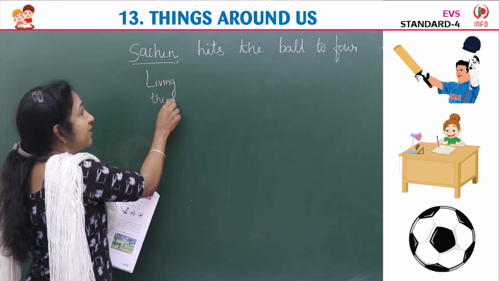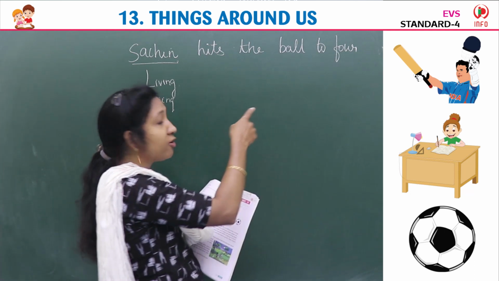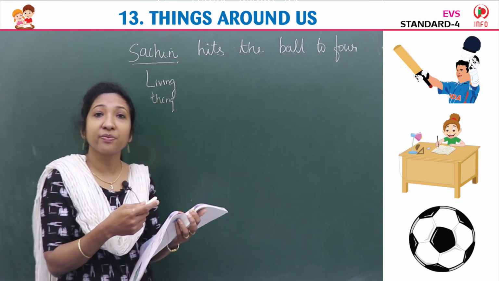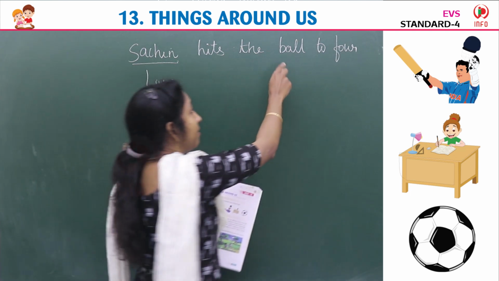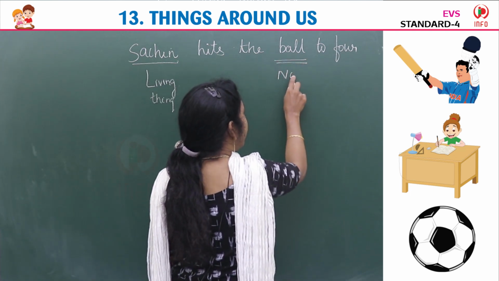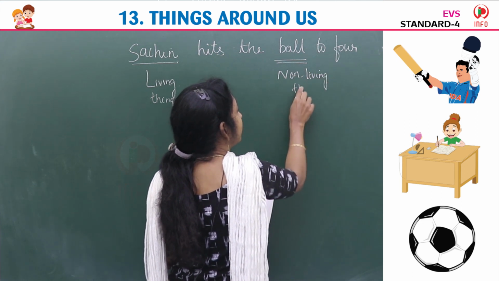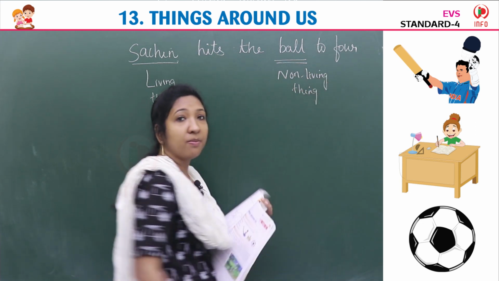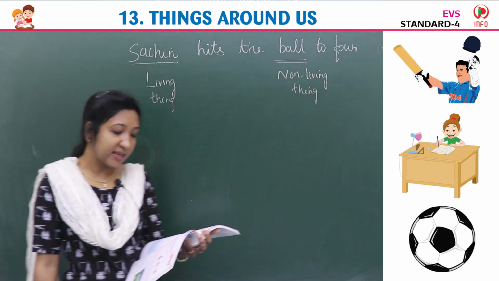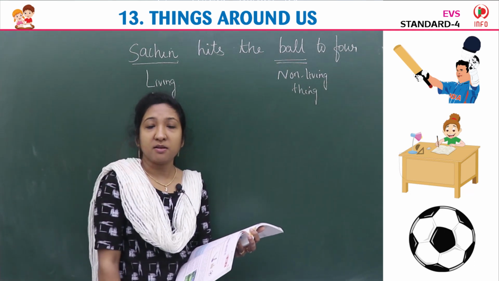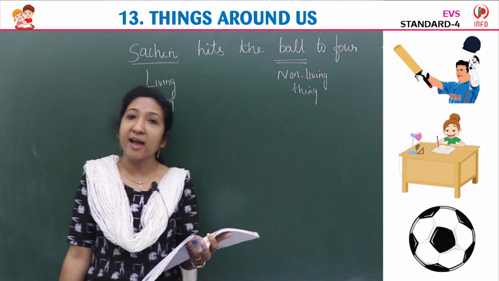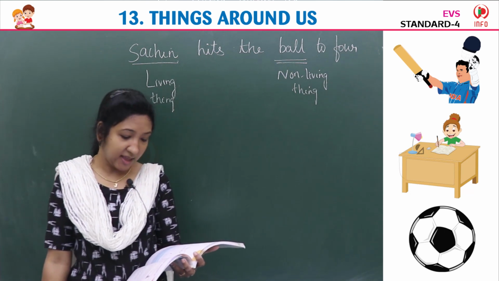Then what about "he hits the ball to 4"? Can you find any non-living thing here? Yes, ball. This is a non-living thing, isn't it? So you have to underline. Next sentence. Raju is kicking the ball. Again, ball. It's a non-living thing. Raju is a living thing.